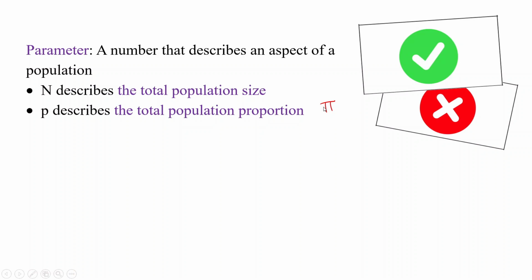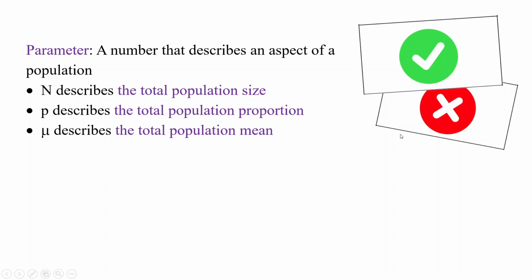But we tend not to use that just because we don't want it to get confused with the constant pi, the 3.1415 exciting constant there. So we don't use pi in this class. We are going to use lowercase p to describe our population proportion. And then mu here is going to describe the total population mean.